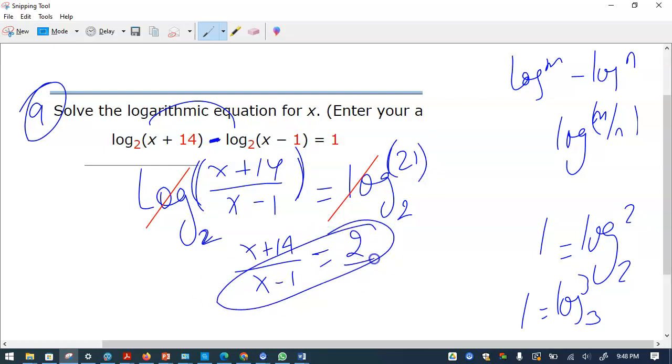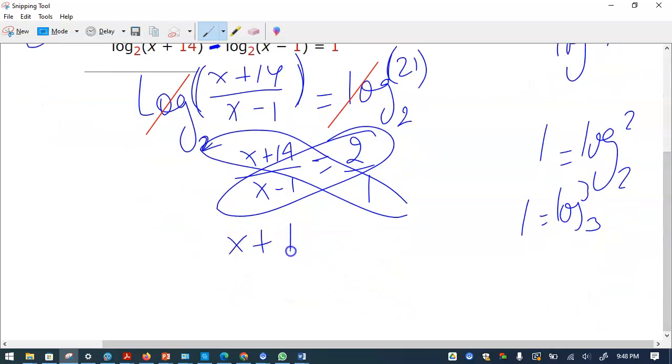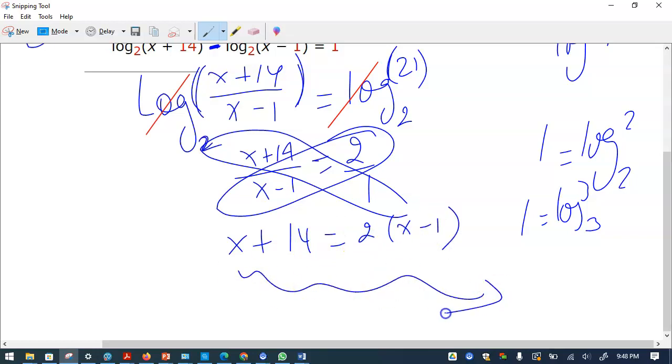And then use the distributive cross product. So x plus 14 becomes 2 times x minus 1. And you solve this and you get the answer.